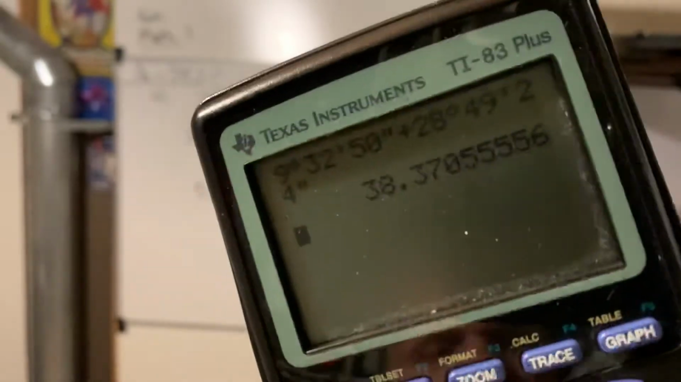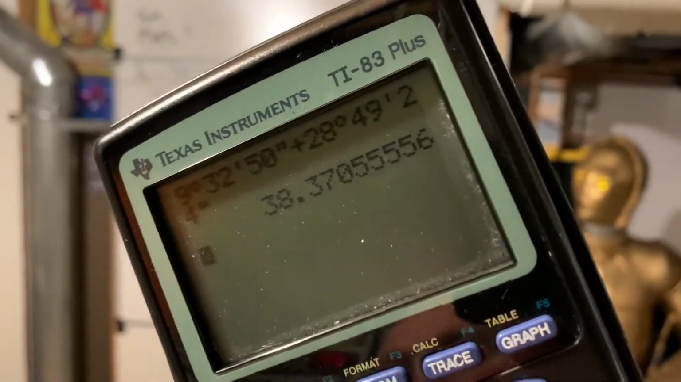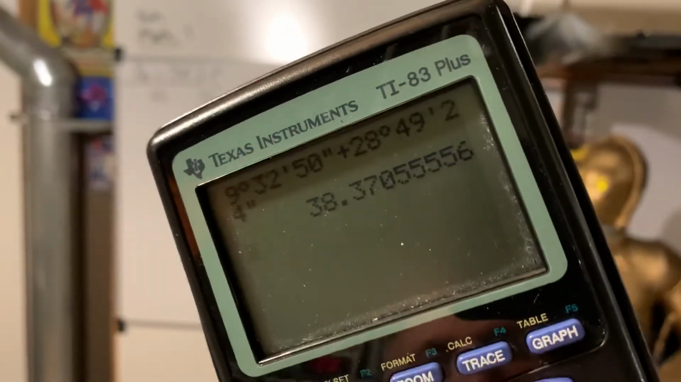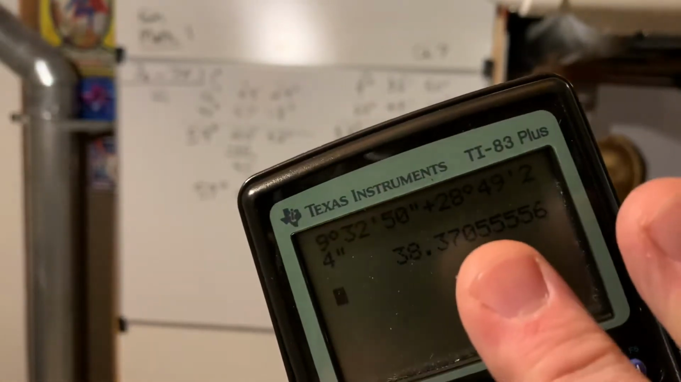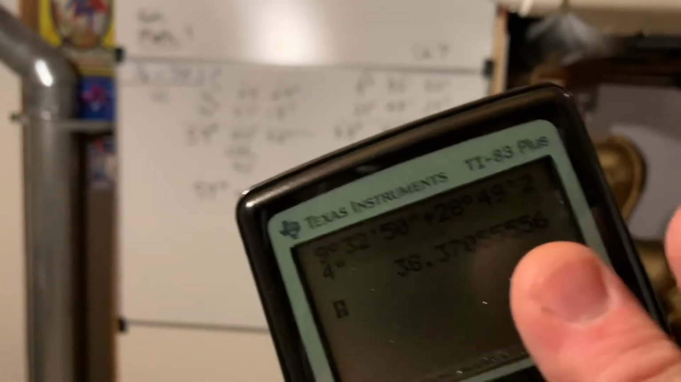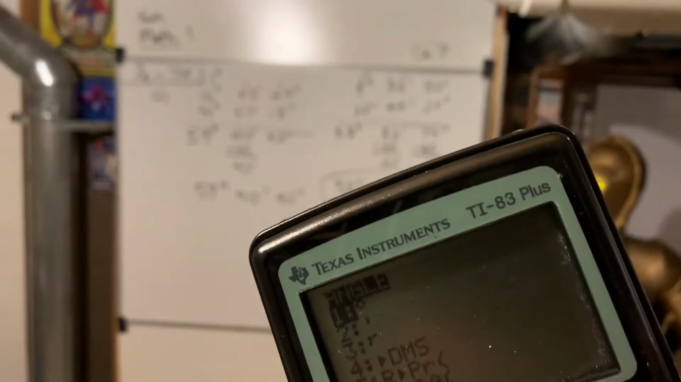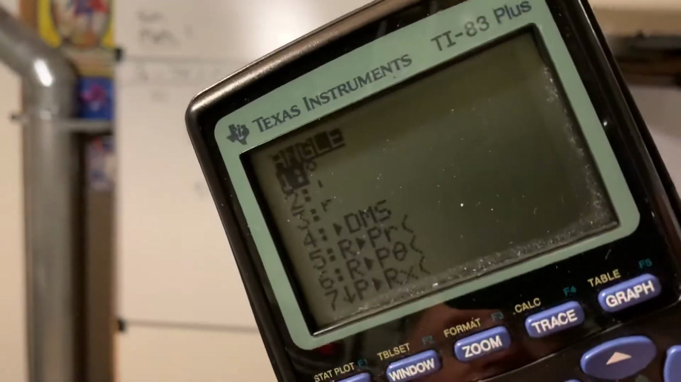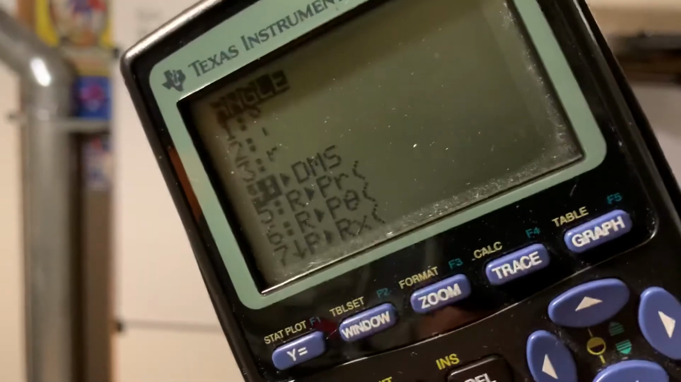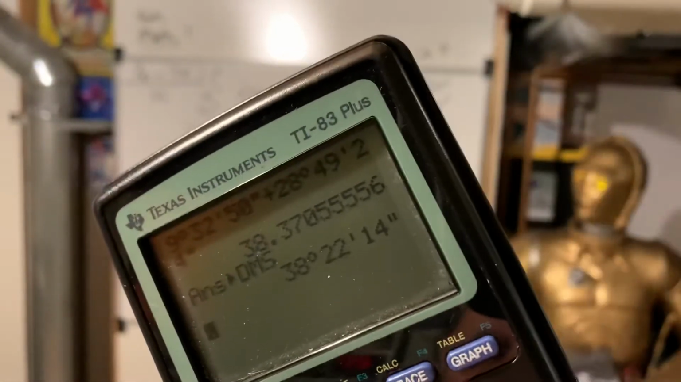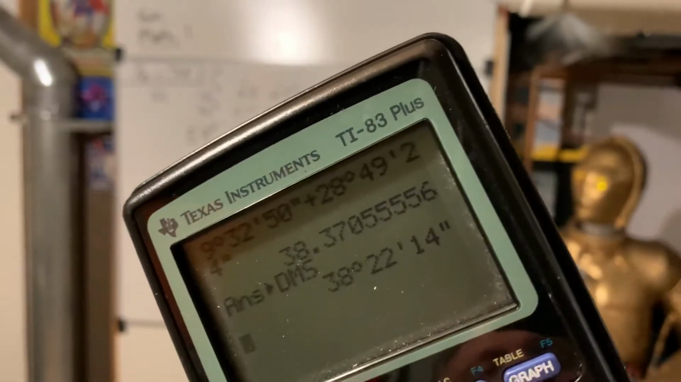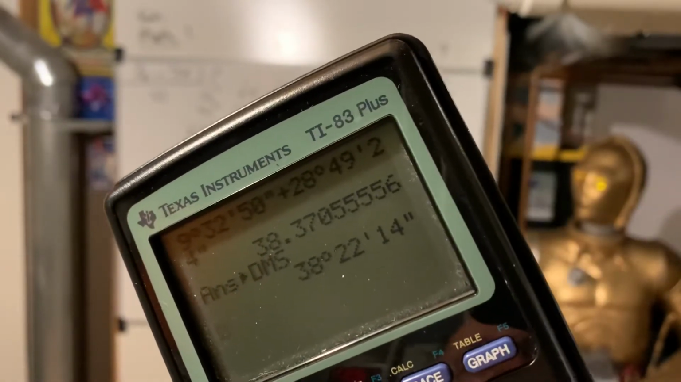And now look, it says 38 point, blah, blah, blah. That's all of the degrees, minutes, and seconds in decimal, but don't worry, one more entry here. You just hit second angle, and then see number 4 is degrees, minutes, seconds, DMS. Hit enter, and then enter. And then there's our answer, 38, 22, 14.